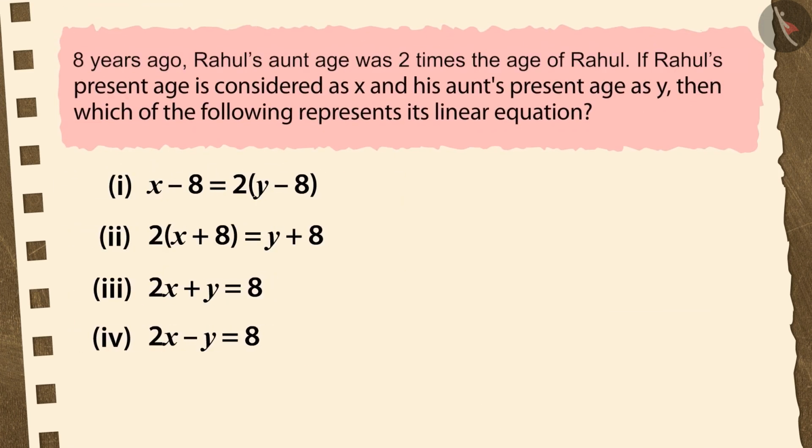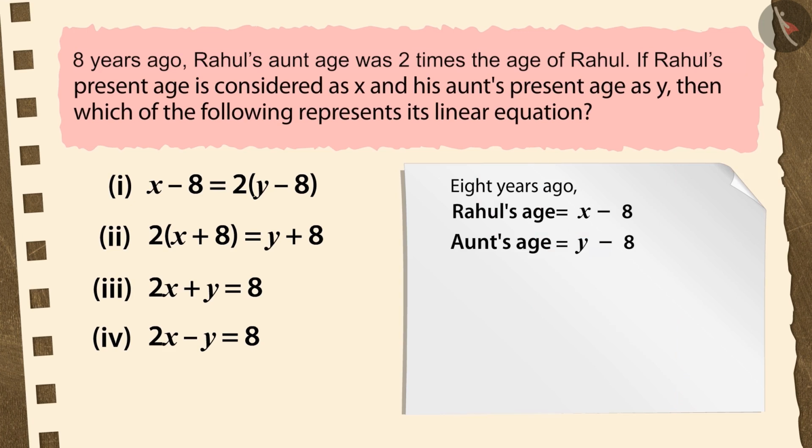Let's look at another example. 8 years ago, Rahul's aunt's age was 2 times the age of Rahul. If Rahul's present age is considered as x and his aunt's present age as y, then which of the following represents its linear equation?